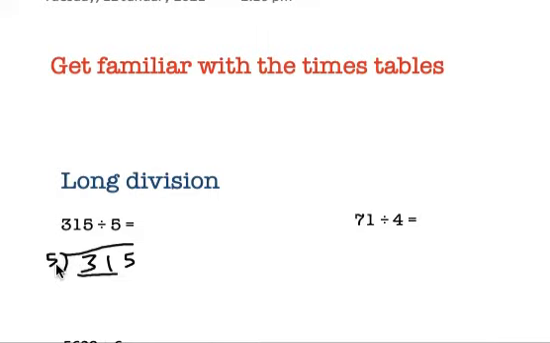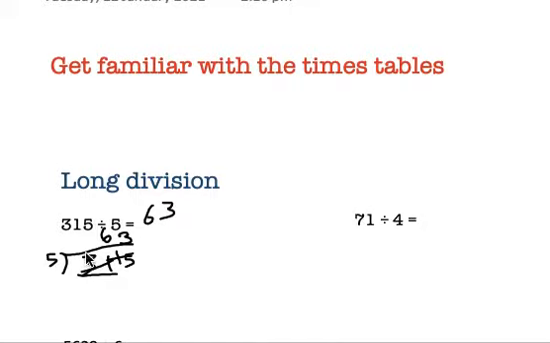Right, so how many 5s are in 31? I've got 6 5s in 31, and that would give me 1 left over, because 6 times 5 is 30. Now, I have the 1 here and the 5 here, and this becomes 15. Now I think, how many 5s are in 15? I've got 3, and I've got nothing left over, so that's my answer, 63.